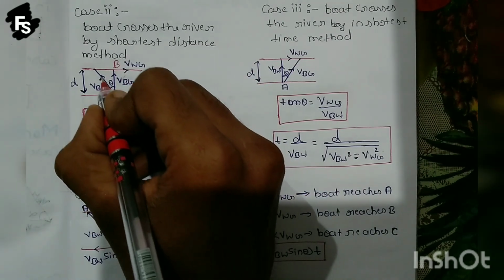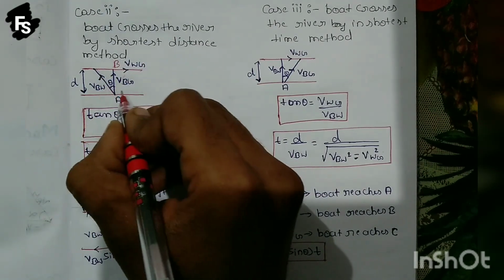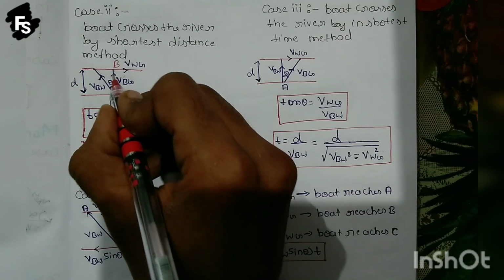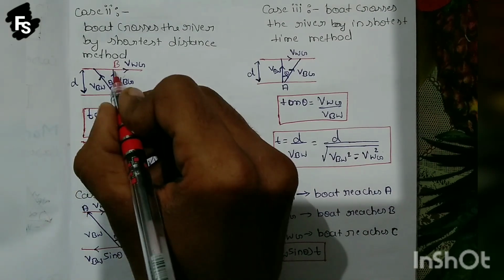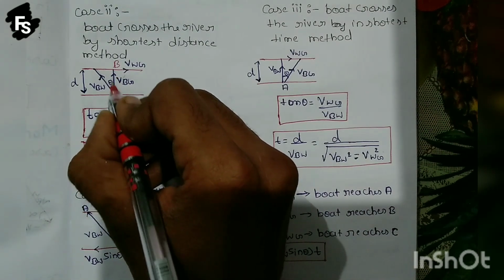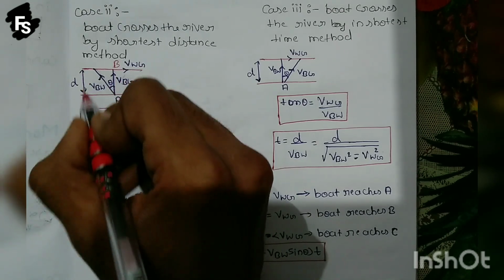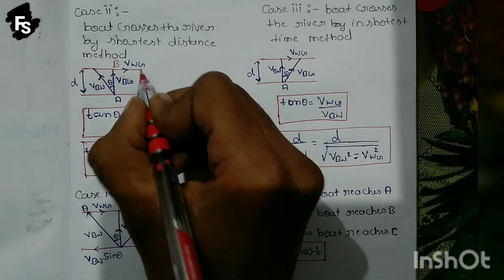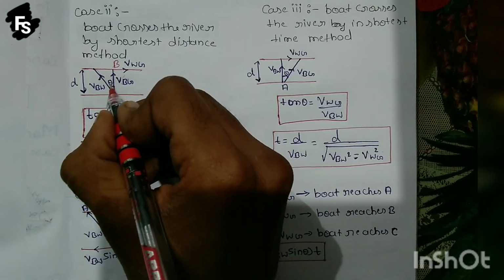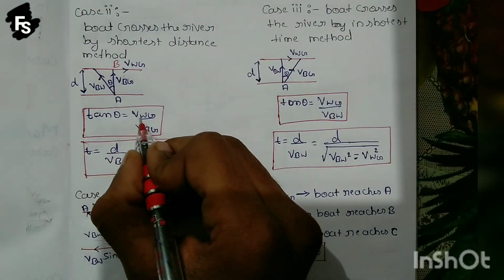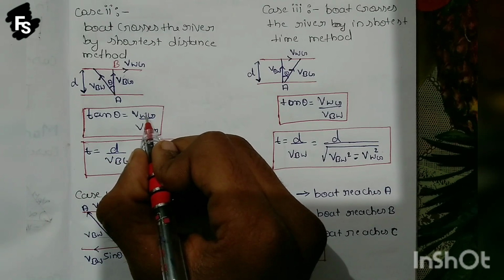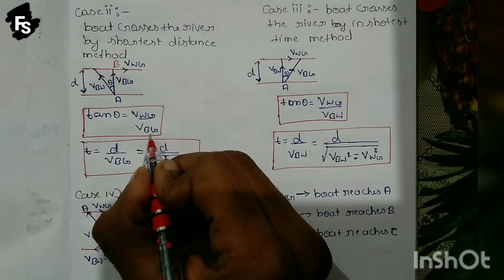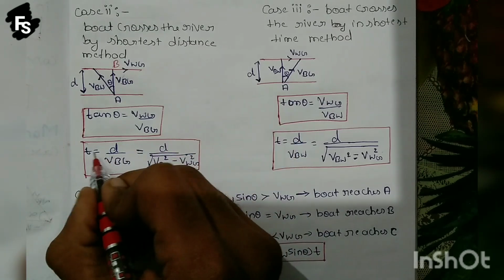This is the velocity of the boat with respect to water, and then we move here, so the velocity of the boat with respect to ground is this. The angle between them is known as theta, and the width of the river is known as d, the distance. This is the velocity of water with respect to ground. Then how to find the direction, angle theta? Tan theta is equal to velocity of water with respect to ground by velocity of boat with respect to ground.